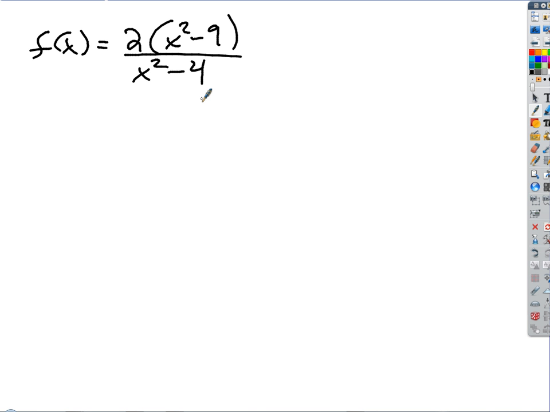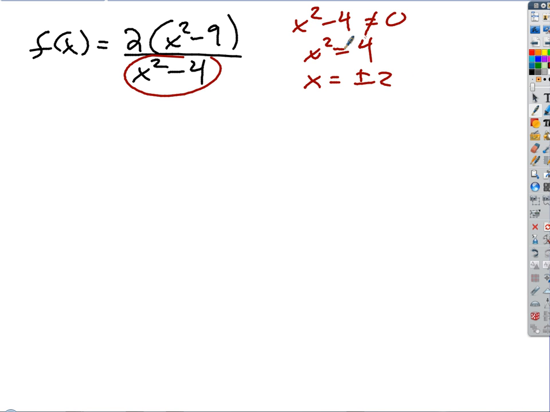Positive and negative 2. Good. And we get that from the bottom, don't we? On the bottom, we get x squared minus 4. And so if I set the bottom equal to 0 and solve, the two zeros of the denominator would be x squared equals 4, so x equals plus or minus 2. Those are the two values that x can't equal, right? And so that's our domain.